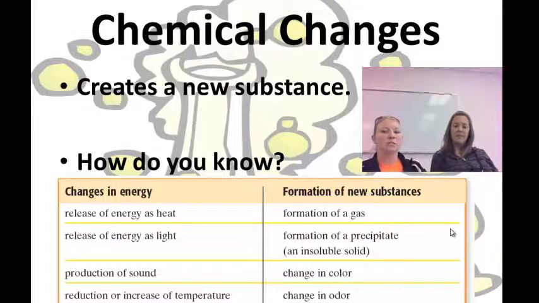So, new substance. Physical changes can be undone, and no new substances are created. Chemical changes are always creating a new substance.